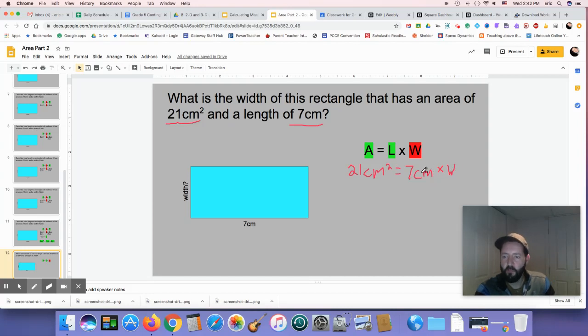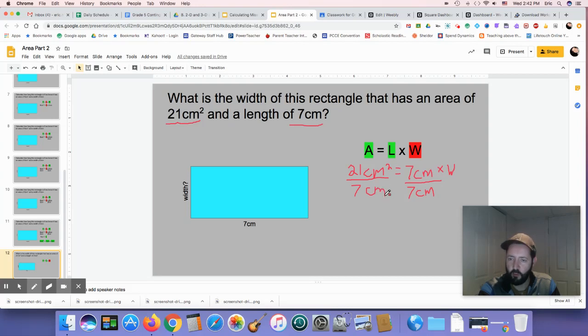Okay. Now the next step here is we want to solve for W. We want to get W all by itself on the right side of the equation. And so to do that, what's the opposite of multiplying by 7? Because that's what we're doing. That would be divide by 7. So I'm going to show that here, that we're dividing this side by 7. But of course, with algebra, whatever we do to one side of our equation, we must do to the other side.